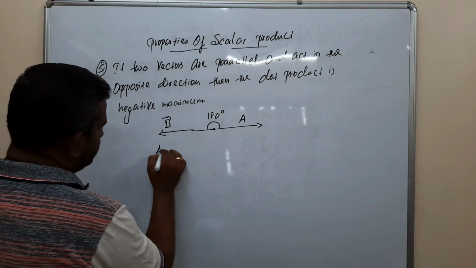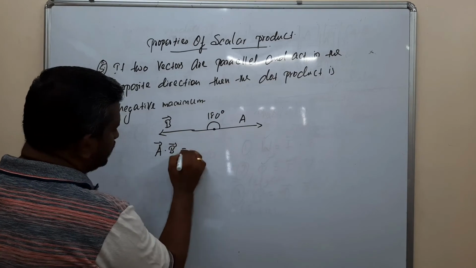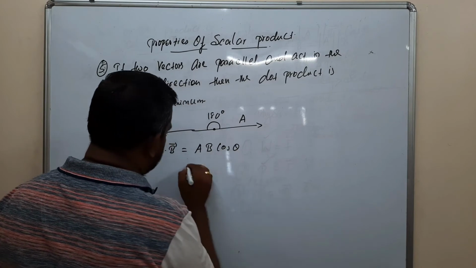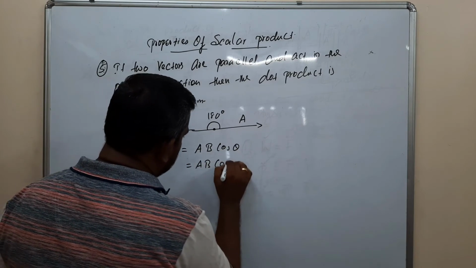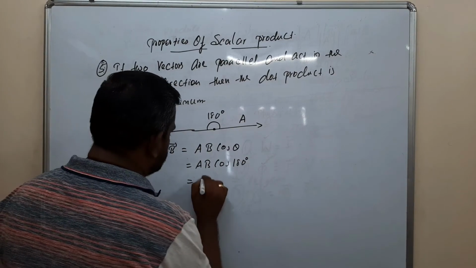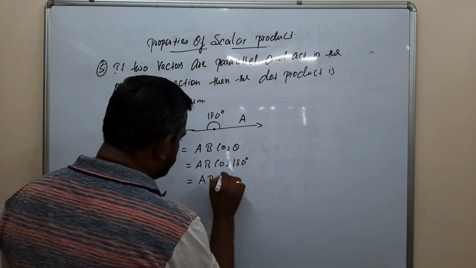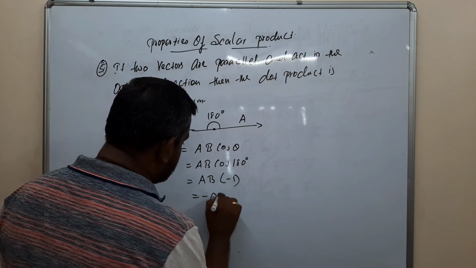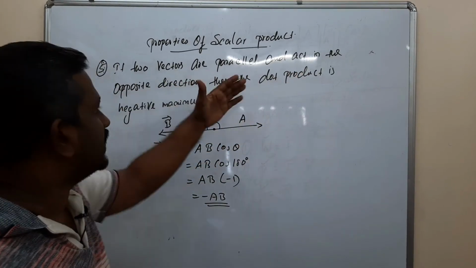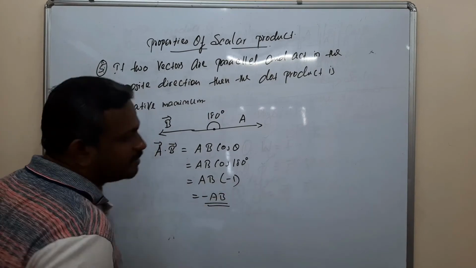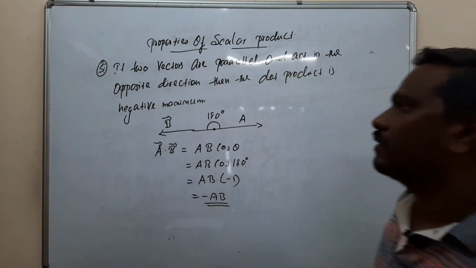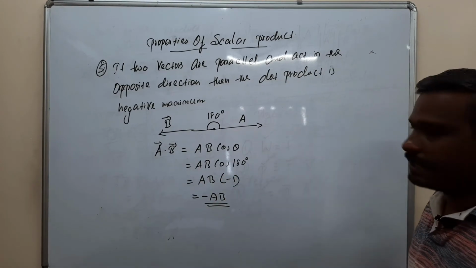So A vector dot B vector is equal to AB cos theta, that is AB cos 180 degrees. What is cos 180? Cos 180 is minus 1. So that is AB into minus 1, which equals minus AB. So when two vectors are parallel and act in the opposite direction, the dot product is negative maximum. Clear?